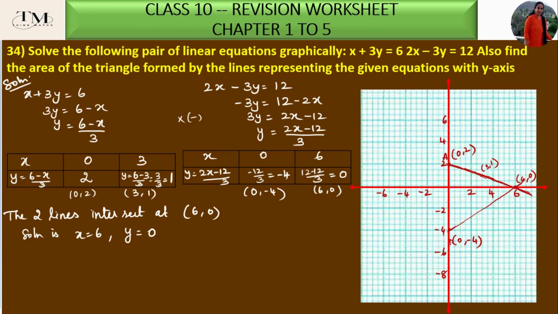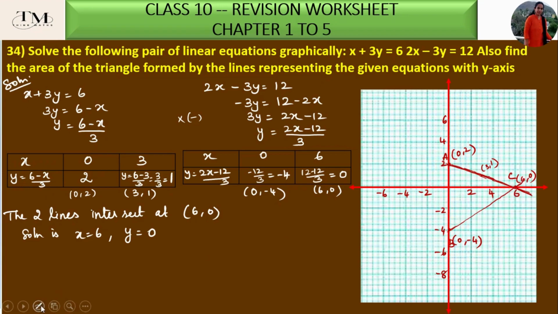This is the point B and this is the point C. So the triangle is ABC. How is it given? The lines formed by the lines representing the given equation with the y-axis. So this is the y-axis and these two lines form a triangle ABC. Now we have to find the area of the triangle ABC.